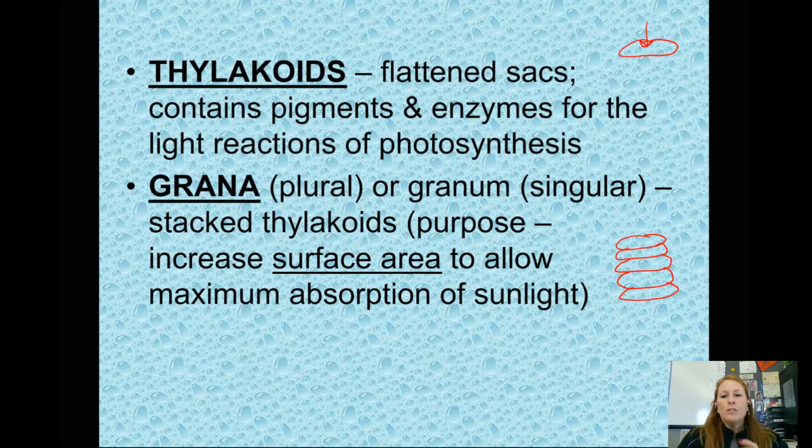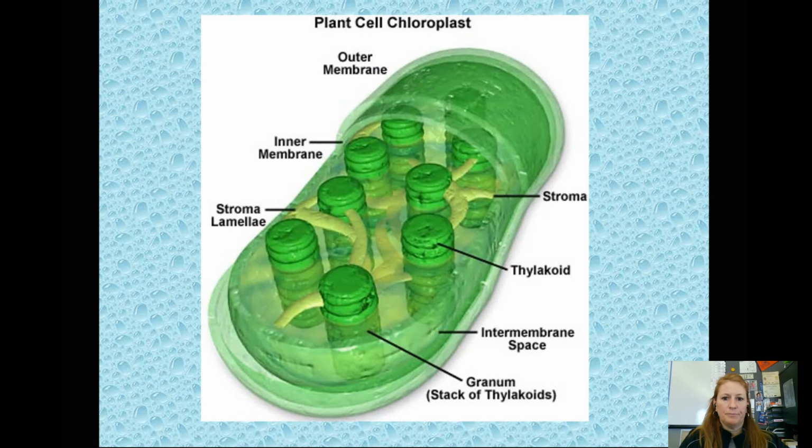I get more surface area if I have stacks of thylakoid and I can penetrate all of them to where photosynthesis is occurring in 5 of these rather than 1 of these. So the key to stacking the thylakoid membranes is to increase surface area to allow maximum absorption of the sunlight. I get more bang for my buck.